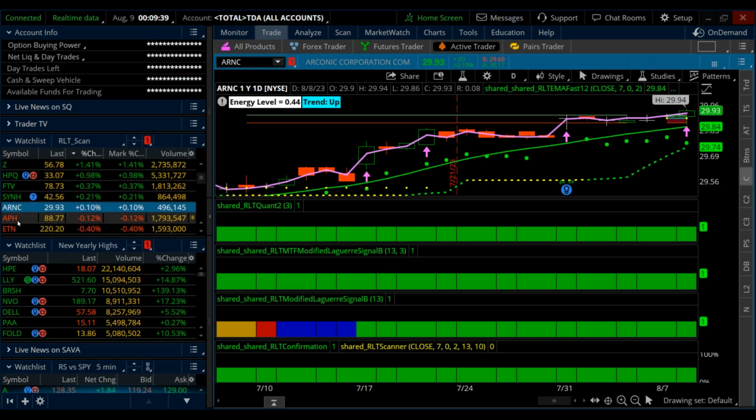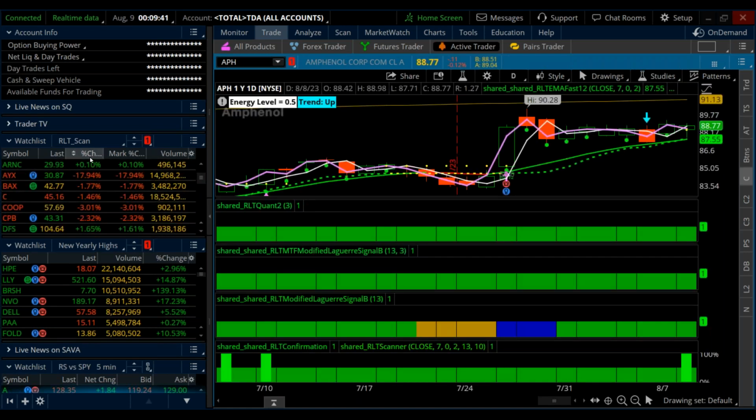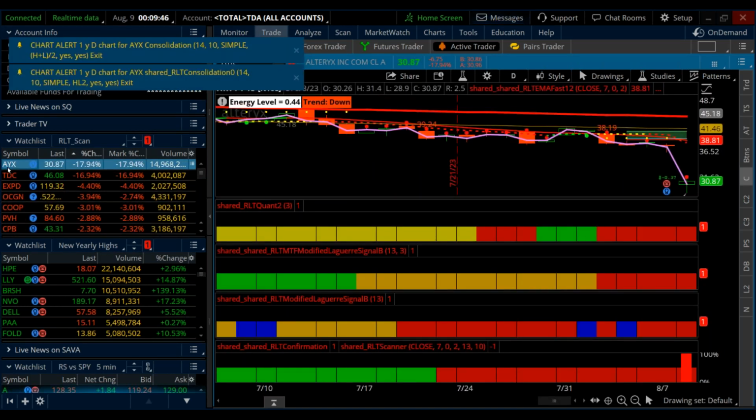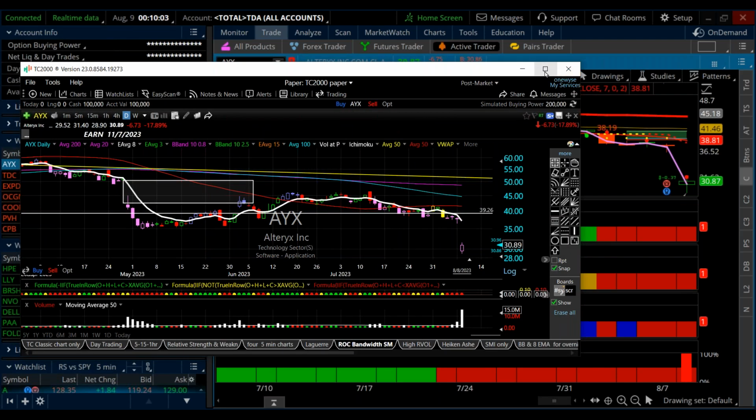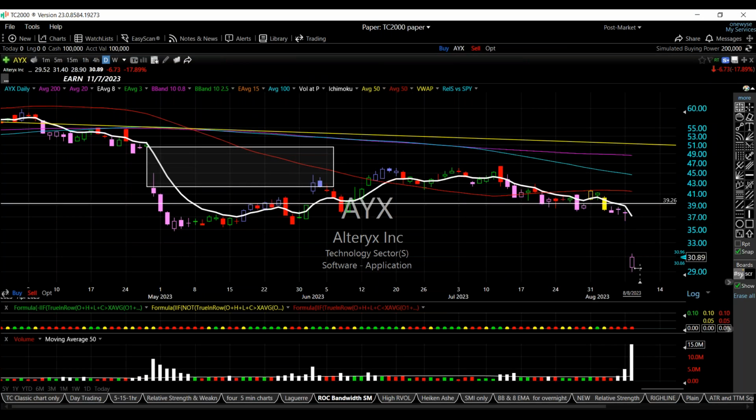All right, so here let's take a look at a couple of the best shorts, which would be the ones that are down the most, AYX. AYX gapped down on earnings, and just kind of put in a doji down here. So I'm not really going to look at that one right now because it's earnings, and I want it to settle down a little bit after earnings. This is what the TC2000 chart looks like on AYX. You see this big gap down on earnings, but then you see the buying coming back in again on this huge volume. So I'm not really interested in that. I don't know which way it's going to go.